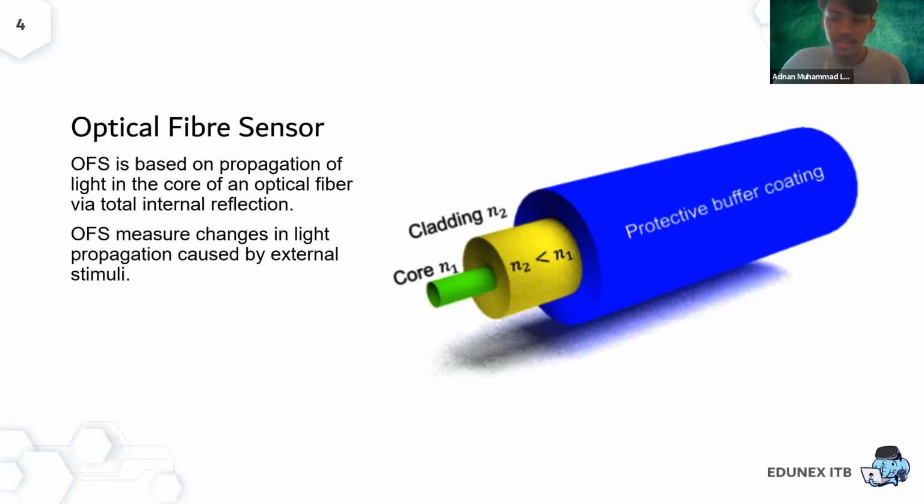As we may know, optical fiber can be used for optical communication, for transmission of information, right? And it transmits the information through light. But in the optical communication case, we don't want the light or the information to be disturbed by external stimuli. But that's not the case in the optical fiber sensor, because we want to measure the change in light propagation caused by external stimuli.